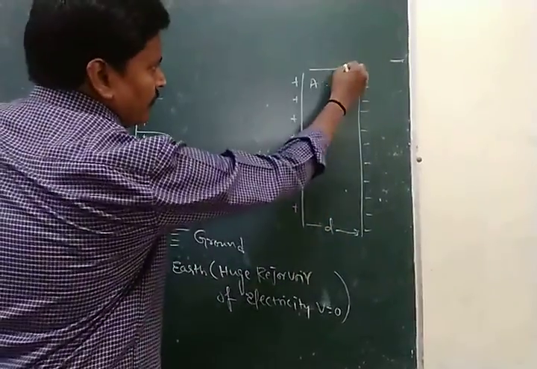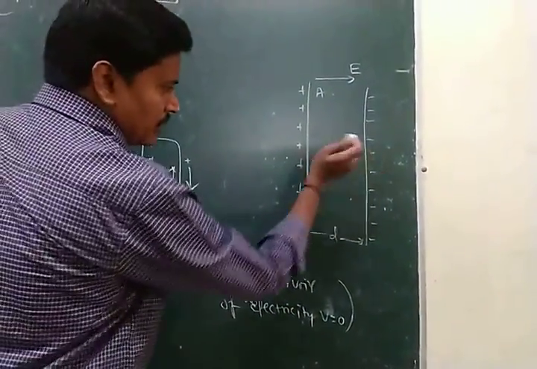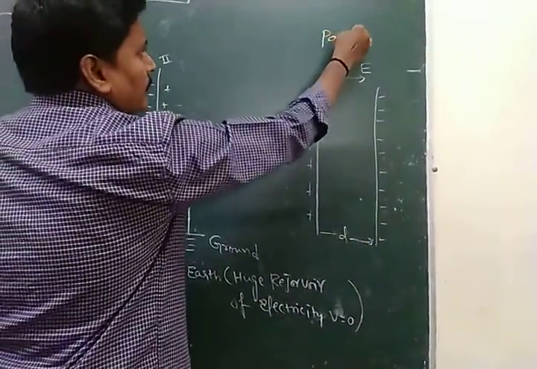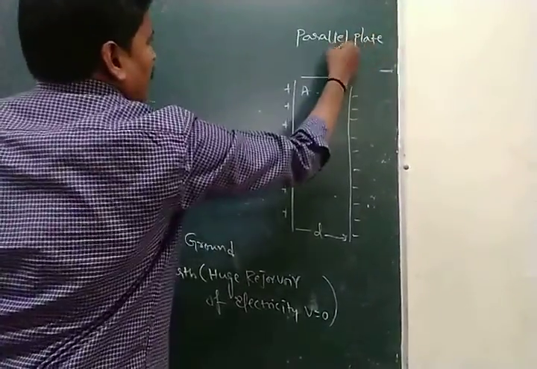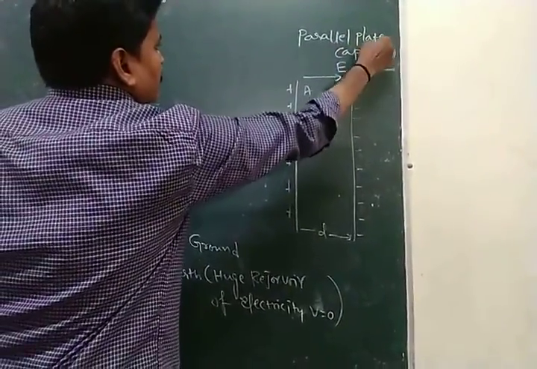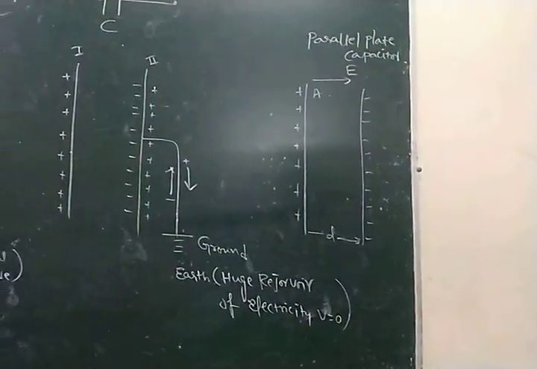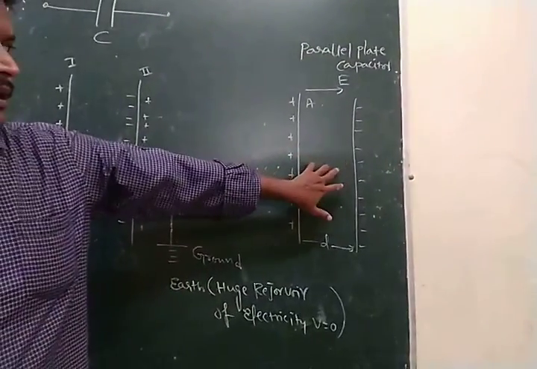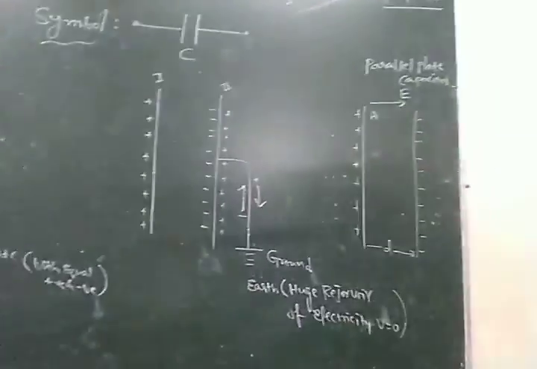The electric field developed between the plates is E. So this is called a parallel plate capacitor. Now we are going to find out this parallel plate capacitor capacity. How will you measure the parallel plate capacitor capacity?